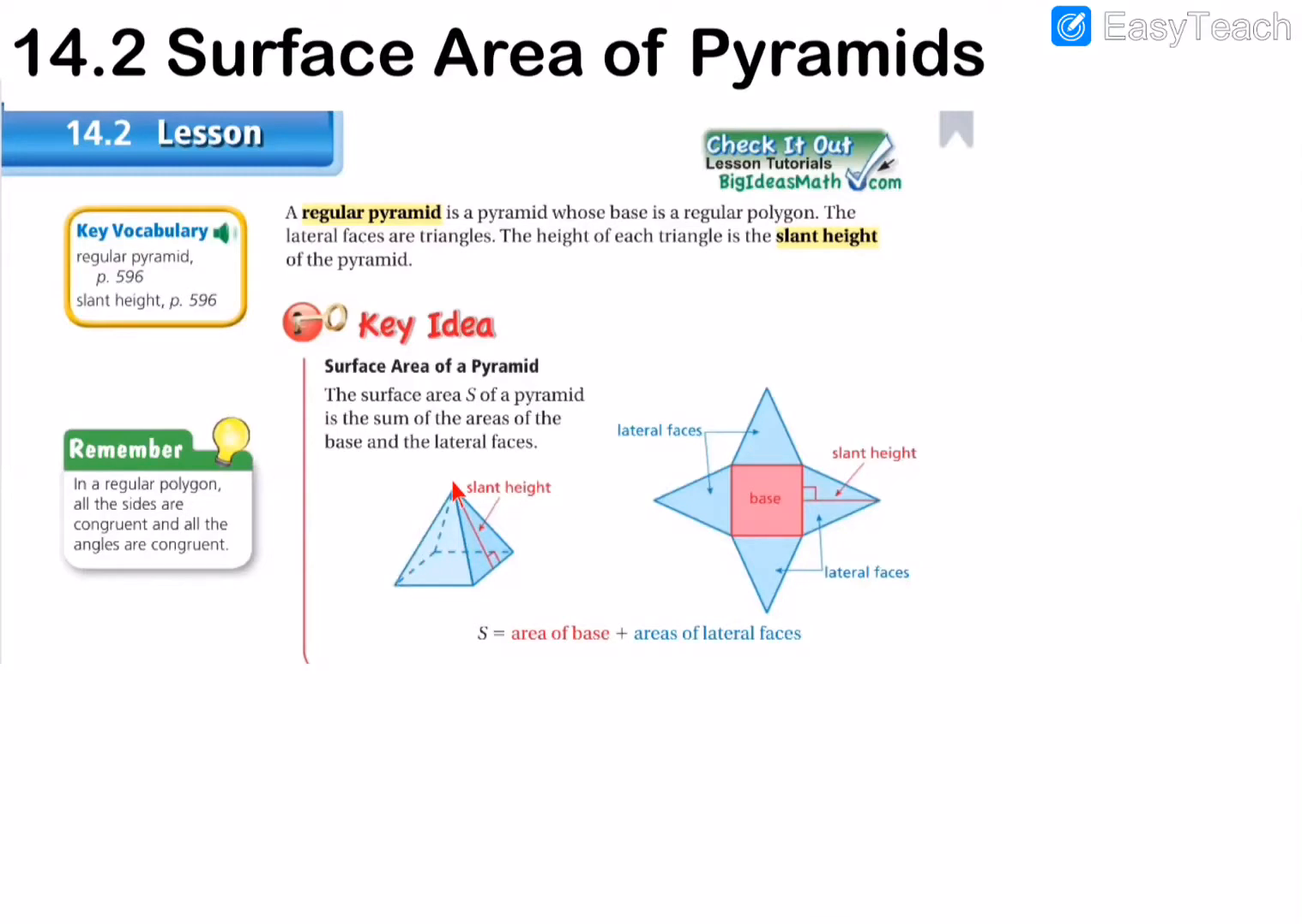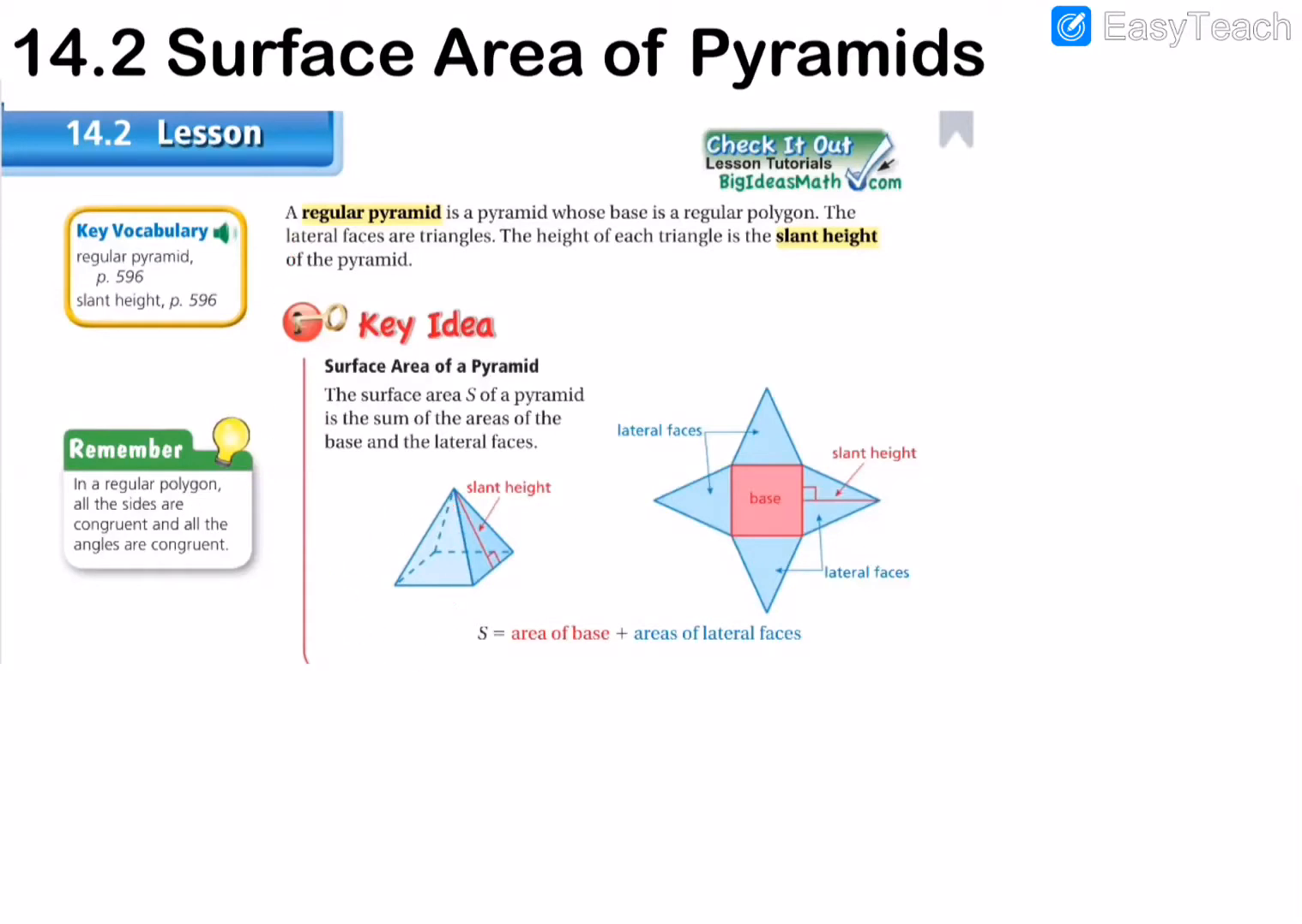Okay, so that's the difference between a prism and a pyramid. Pyramid, your lateral faces are always triangles, and then they form together at a point on the top, and you would be able to describe what type of pyramid it is by the shape of its base.